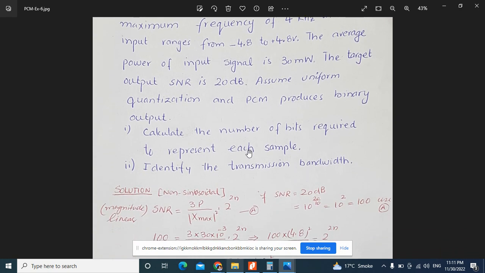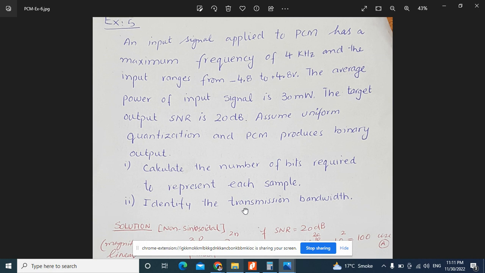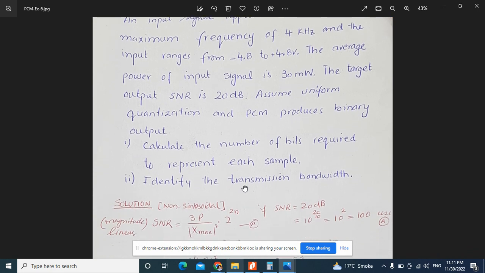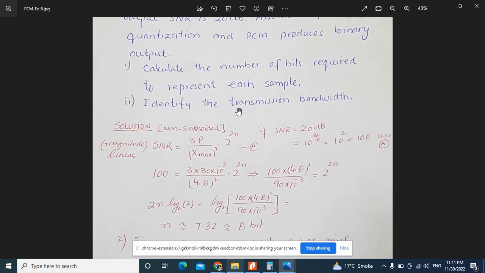You need to calculate n, and then you need to calculate the transmission bandwidth. Because the input is applied to the PCM, it means that the signal is non-sinusoidal. So for the non-sinusoidal signal, SNR is written in this format that we have tried in our previous session: 3P divided by x max whole square multiplied by 2 raised to power 2n. We know that SNR is given, that is 20 dB. This formula is in linear magnitude, so we have to convert dB into linear value.